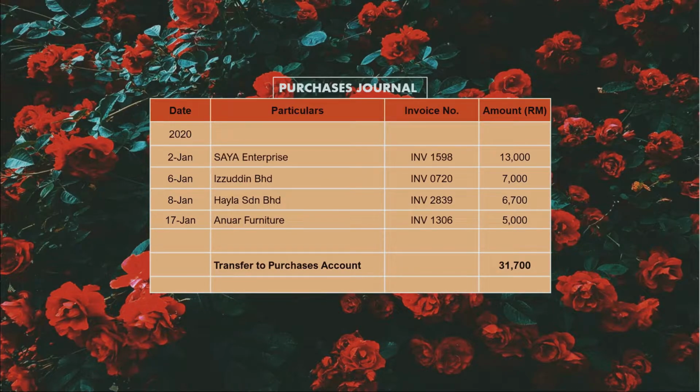Moving on to purchase journal. On 2 January, the business purchased inventory on credit from Saya Enterprise with the amount of RM 13,000. On 6 January, the business purchased inventory amounted to RM 7,000 from Izzuddin Berhad. On 8 January, the business purchased inventory amounted to RM 6,700 from Haila Sindiran Berhad. On 17 January, the business purchased inventory on credit from Anwar Furniture amounted to RM 5,000. The accumulated amount of RM 31,700 was transferred to purchase account at the end of the month.